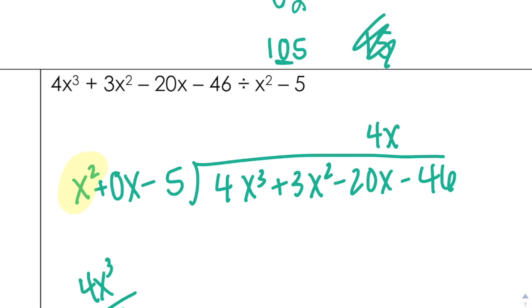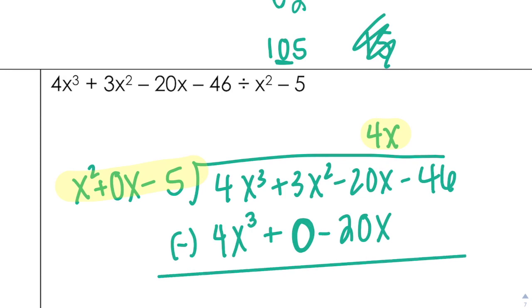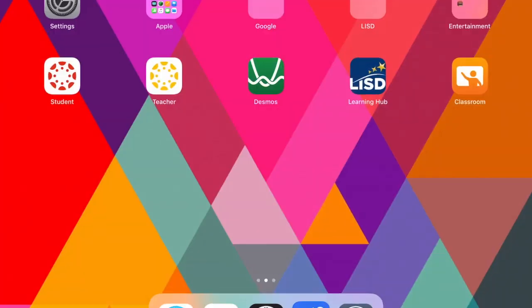So 4x, and now I'm going to multiply and come back around. 4x times x squared is 4x cubed. The next one doesn't matter because 0 times anything is 0, so I can just put a big old 0. And then 4x times negative 5 is negative 20x. And now I'm going to subtract. That cancels. For 3x squared minus, there was nothing to take away because there wasn't anything there. I'm going to be left with 3x squared.